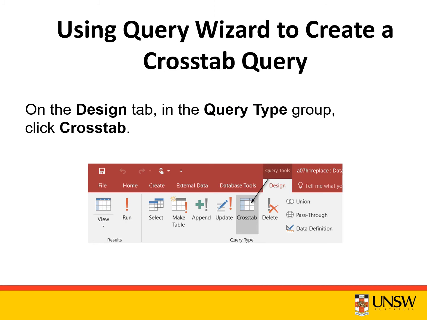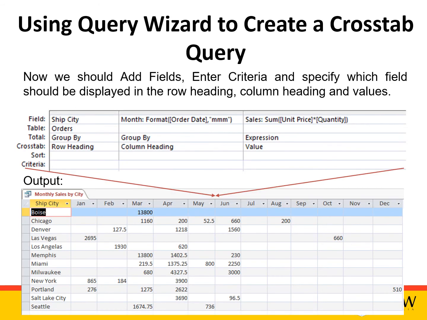As the first step, create a query using the Query Design, then go to the Design tab and click Crosstab. Then you should use the editor to create your crosstab query. Since we want to create a crosstab query to show total sales of each city during each month, therefore select Ship City field as the row heading.